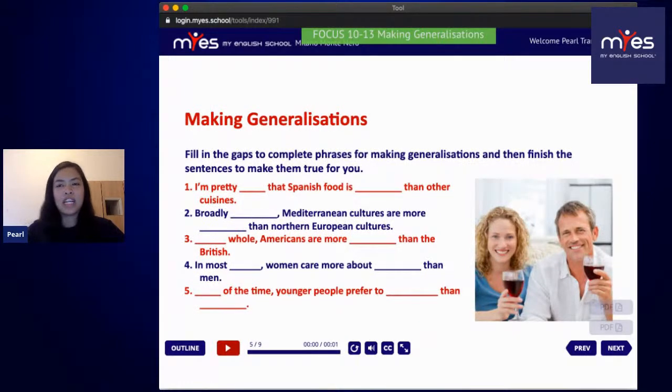All right. Making generalizations. Fill in the gaps to complete phrases for making generalizations, and then finish the sentences to make them true for you. So I'm pretty sure that Spanish food is better than other cuisines. Broadly, Mediterranean cultures are more than Northern European cultures. Most Americans are more than the British. In most cases, women care more about than men. Most of the time, younger people prefer to than others.